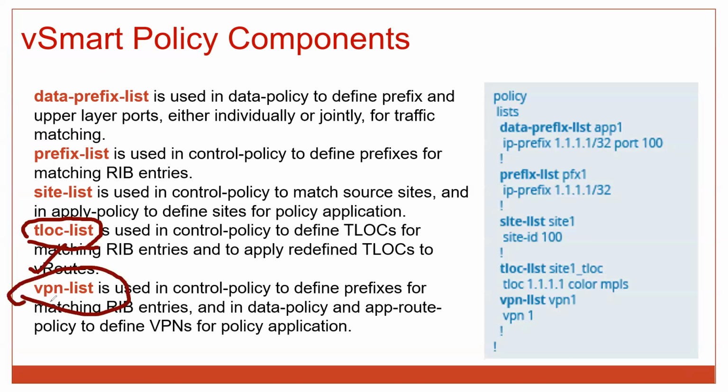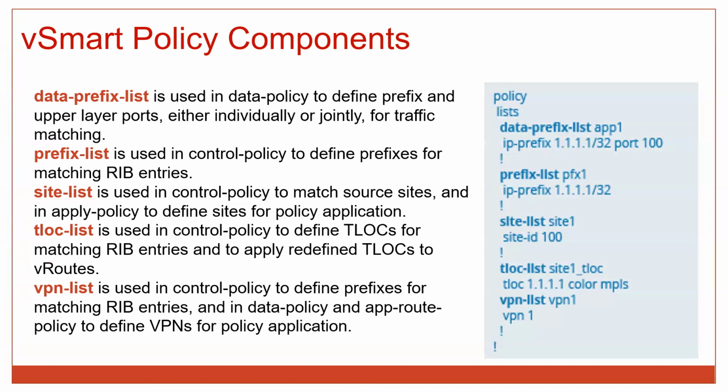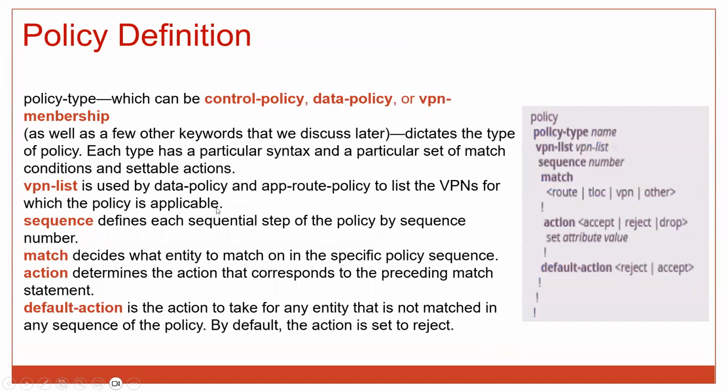VPN list is also interesting because VPN is actually the VRF. So if you want to do some route leaking, etc., you can utilize this list to create the policy. Okay, so what we are going to do today, we will not go into all these details, because the moment you start working and creating the policies, and slowly you build your memory map, you will understand all these terms.